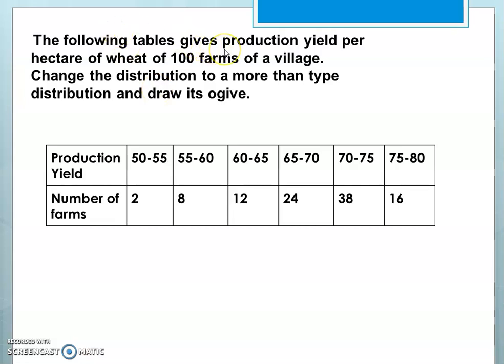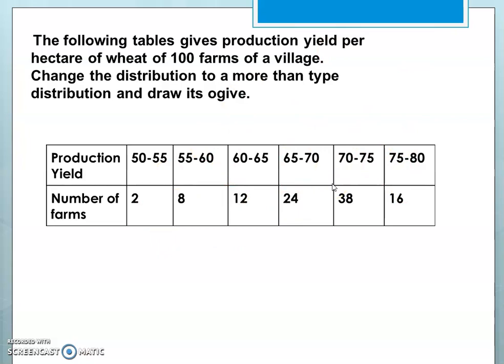So the table gives you the production yield per hectare of wheat of 100 farms of a village. Between 50 to 55, we have 2, 55 to 60, 8, 60 to 65, 12 and so on. This is the data given to us. Now we have to convert this distribution into more than type data.